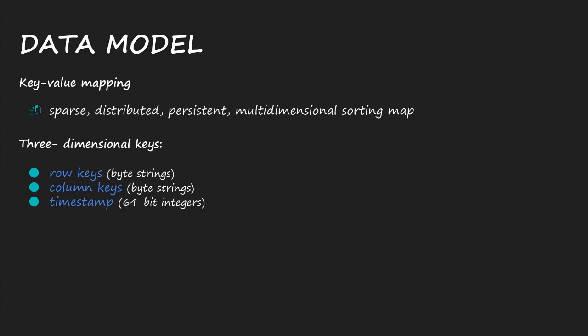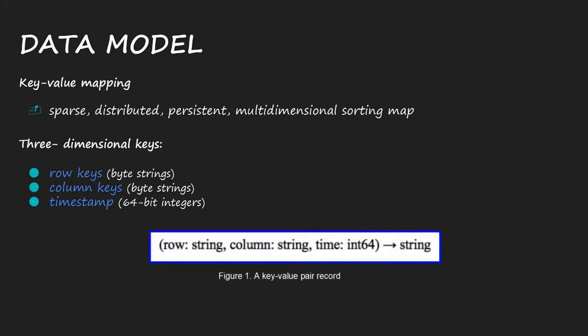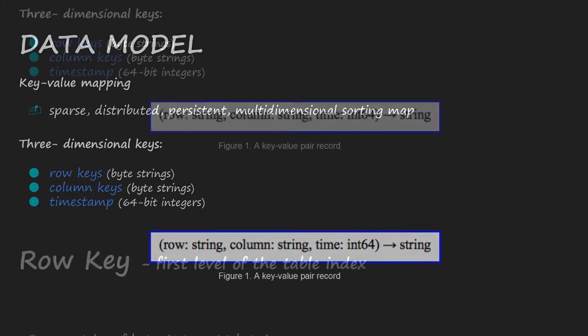In terms of data model, essentially, Bigtable is a key-value mapping, which is sparse, distributed, persistent, and multi-dimensional sorting. It has 3-dimensional keys, which are row keys, column keys, and timestamps. Figure 1 represents a key-value paired record.